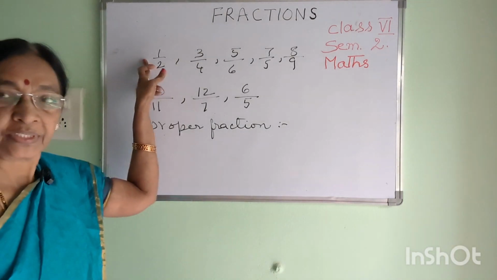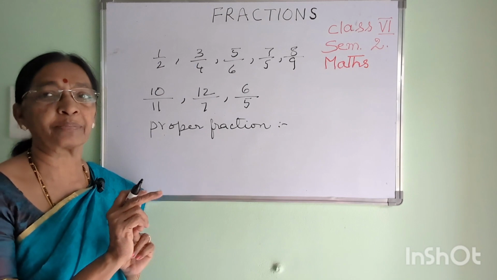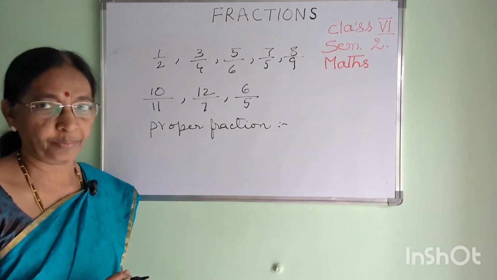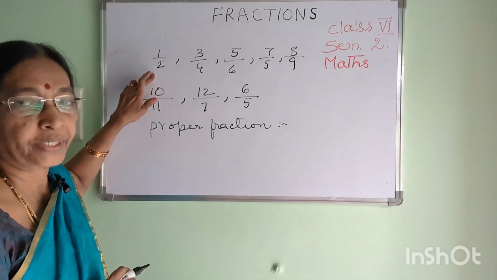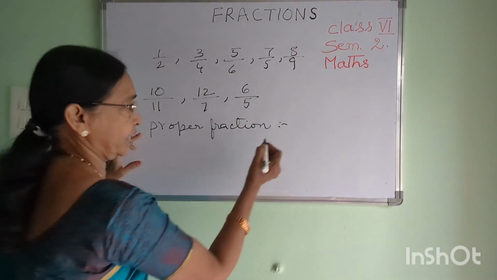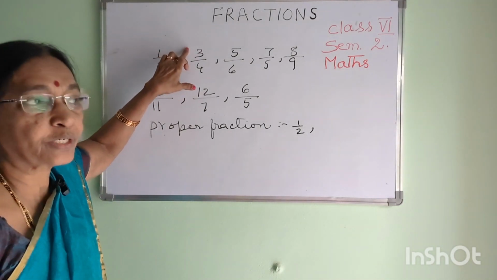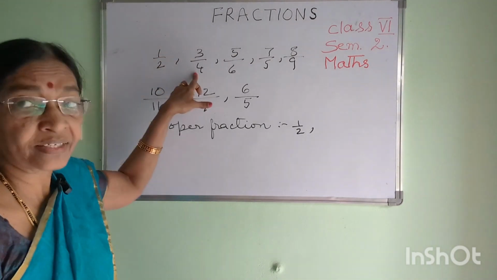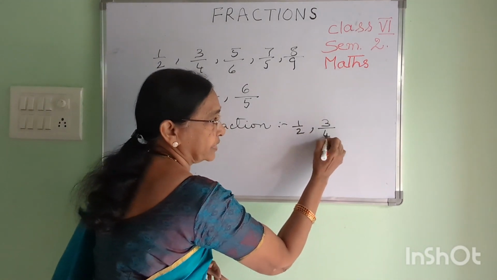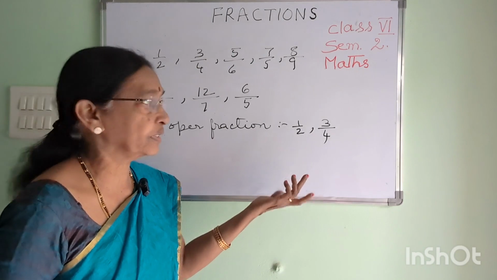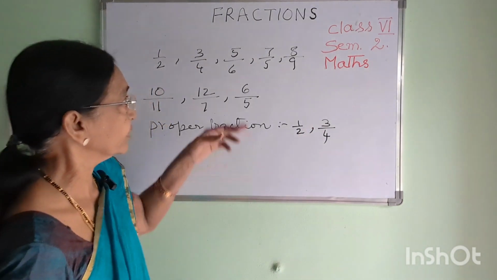1/2 ది ప్రాపర్ ఫ్రాక్షనా కాదా? ప్రాపర్ ఫ్రాక్షన్ అంటే న్యూమరేటర్ మస్ట్ బి లెస్ దాన్ ది డినామినేటర్. పైది న్యూమరేటర్ తక్కువగా ఉండాలి డినామినేటర్ కంటే. సో 1/2 ఈజ్ ఏ ప్రాపర్ ఫ్రాక్షన్. 3/4 ఇక్కడ కూడా 3 న్యూమరేటర్, ఇట్ ఈజ్ లెస్ దాన్ ది డినామినేటర్ 4. సో 3/4 ఈజ్ ఏ ప్రాపర్ ఫ్రాక్షన్. Half is less than 1, 3/4 is less than 1. Proper fractions are all less than 1.